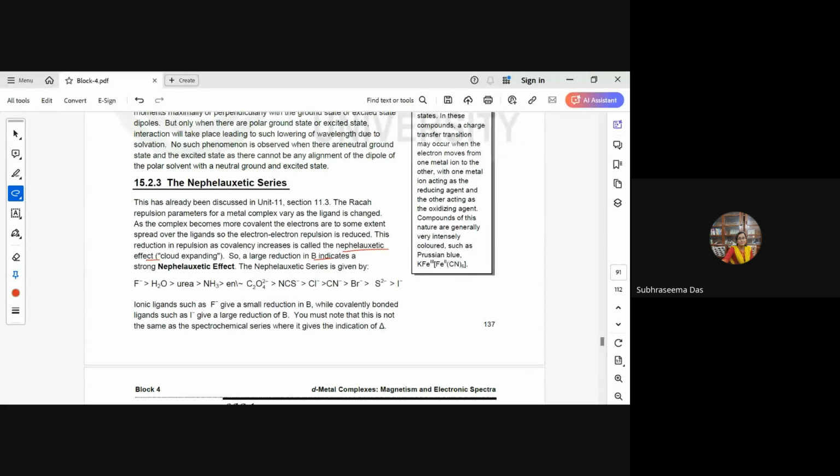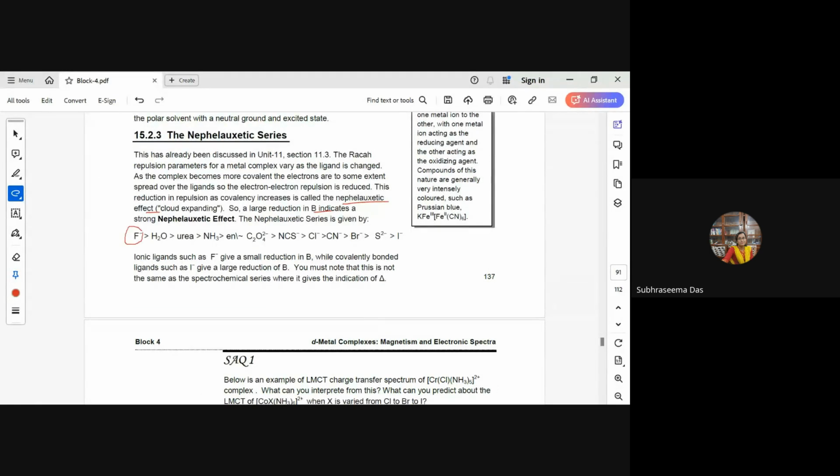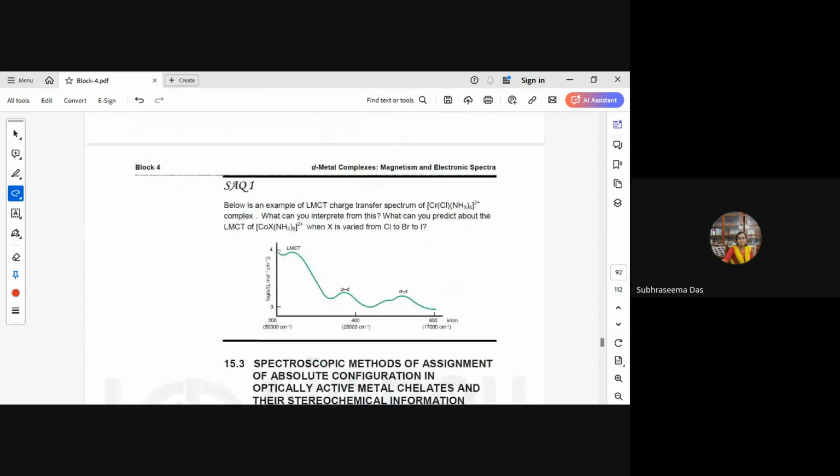The nephelauxetic series is represented here. Particularly when we look at this series, the fluoride ion has a small reduction in B, while iodide has a large reduction of B. Now this series is not similar to the spectrochemical series, which gives an indication of the CFSE values.